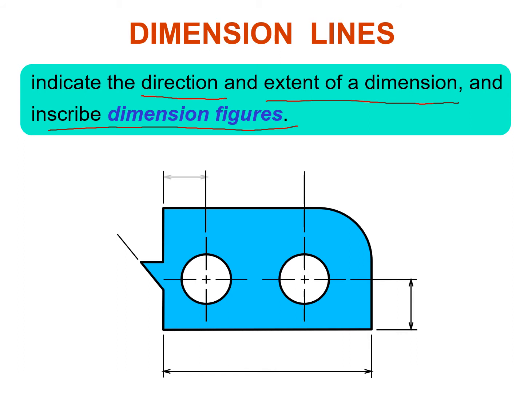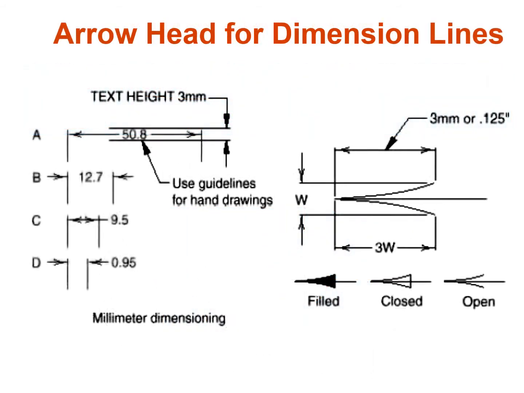So these are the dimension lines that will be added between these extension lines to actually show the features that we are going to dimension on this object, and then we will write the dimensions. You are already familiar with this, that it actually shows the dimensions of different features. The arrowheads are used, and there are different guidelines. The arrowheads that are used in the dimension lines can be filled, closed, or open.